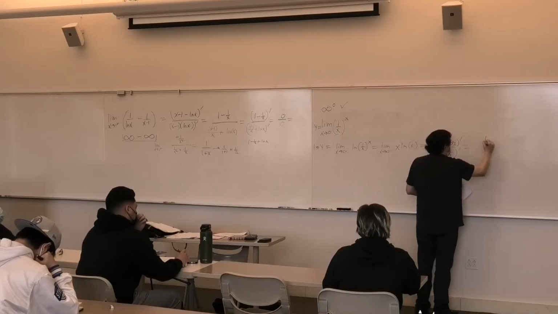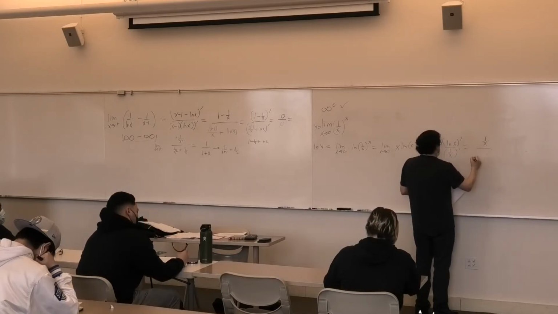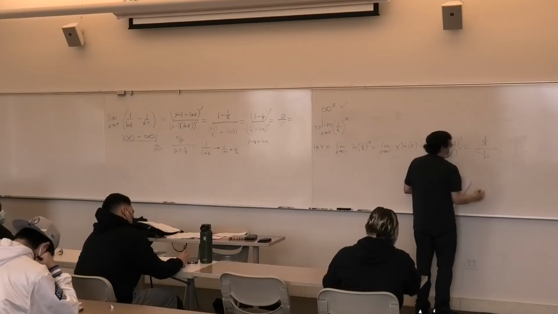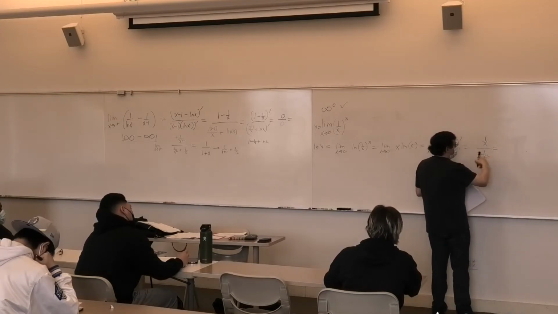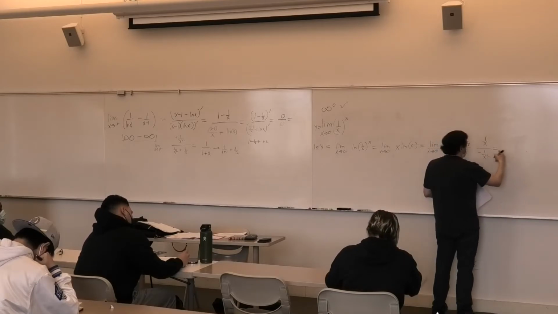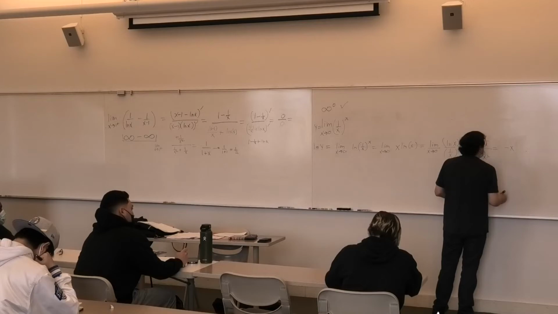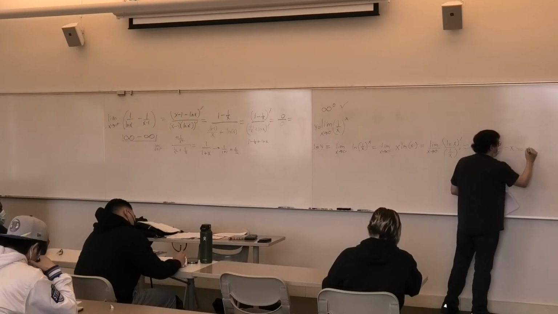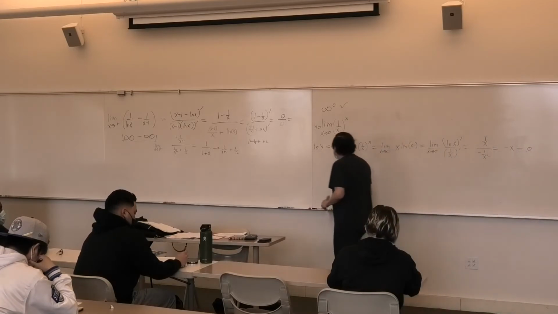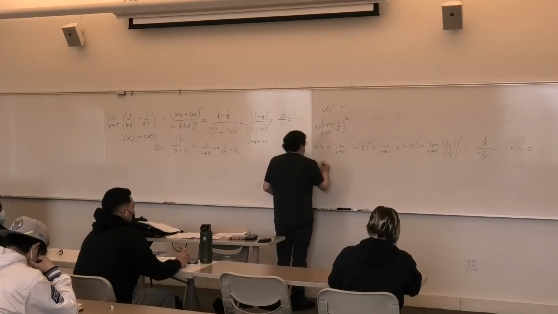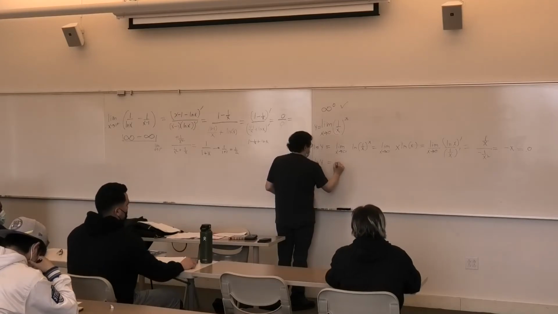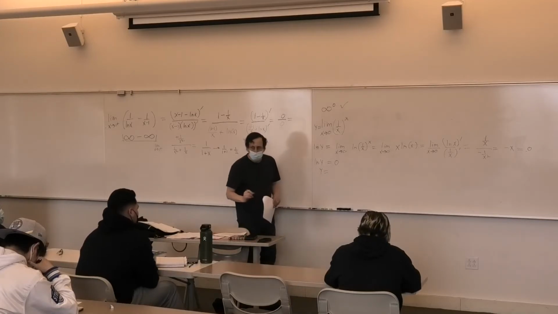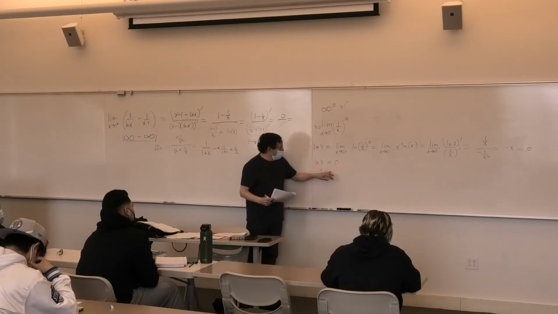Log of x goes to 1 over x. 1 over x goes to negative 1 over x squared. I'm going to multiply through by minus x squared, and I'm going to get minus x. So as x goes to 0, minus x goes to 0. That's the limit of the log of y. So the log of y is 0.